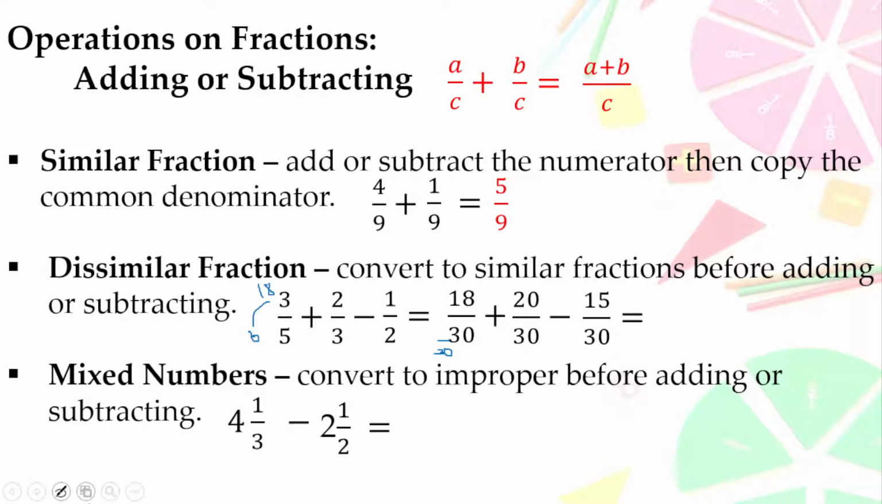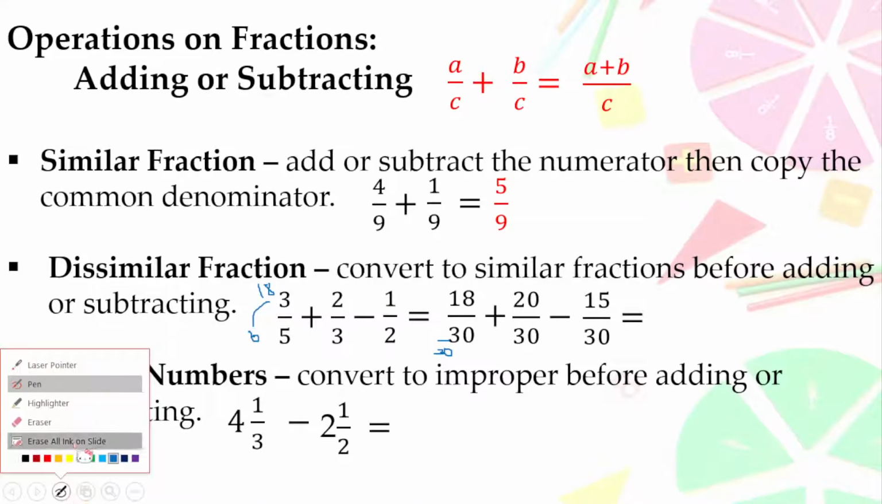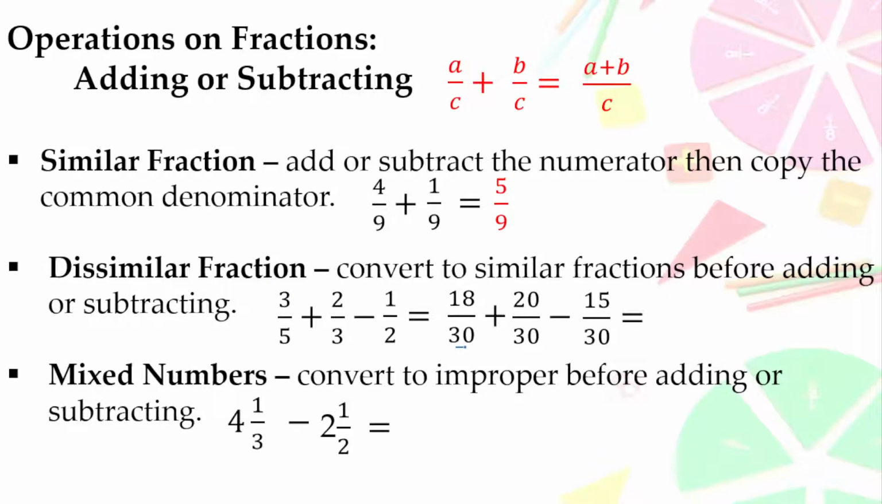Ayan. Now, you can proceed po to its operation. Okay? Kailangan po kasi para-pareho ang kanilang denominator for you to be able to subtract and add. Okay? So, 18 plus 20, you will get 38. Minus 15, you will get 23, and then copy the denominator, and you will get 23 over 30. Okay? Ayan. So, ayan po ang pag-add or subtract ng dissimilar fractions.